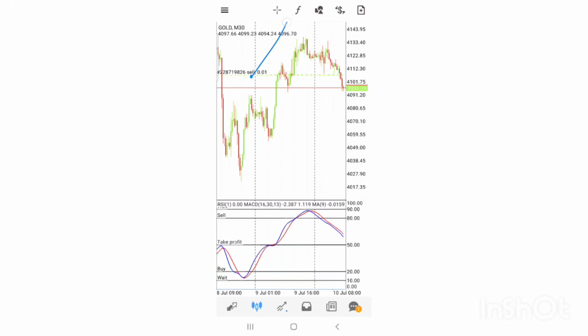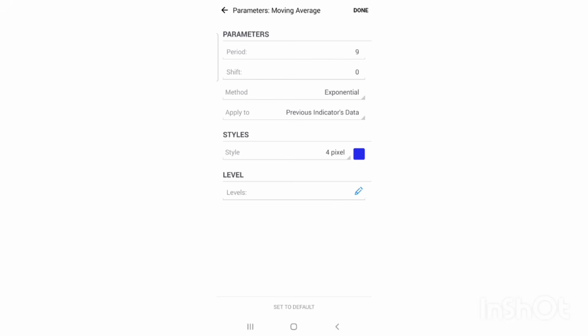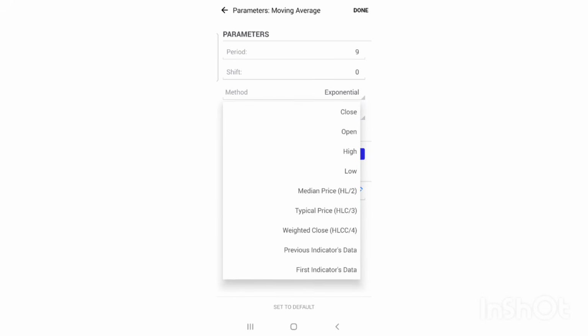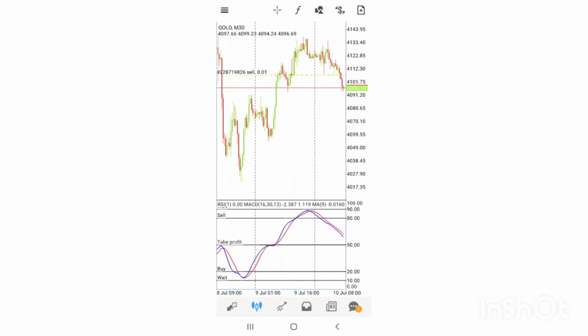It's a daily work that you need to exercise in order to become profitable in the market. So you click again on the F sign. After you click on the F sign, we are going to add our last indicator. Click on indicator window 1 here. Look for moving average. After you see moving average, click on it. On the moving average, we are using period 9. Shift is 0. Method is exponential. Apply to previous indicator data. Style is 4 pips, color of your choice, but I put blue. You can put any color, doesn't matter. And then you can go back and click on done.